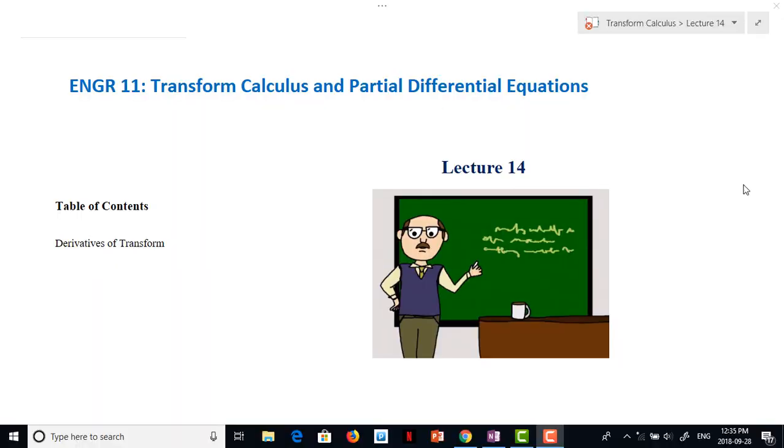Hello guys, we want to start our 14th lecture. In this lecture, I want to talk about derivatives of transform.